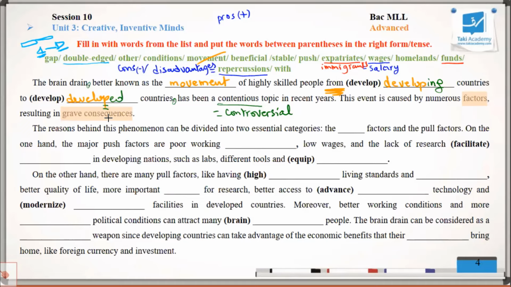The reasons behind this phenomenon. Remember, this phenomenon, that's singular. What's the plural? Can I say phenomenons? No. Phenomena. Don't forget that. Phenomena. Plural. So this phenomenon can be divided into two essential categories, the push factors and the pull factors. Since here I have pull, then here I'm going to have the opposite, which is, yes, push.